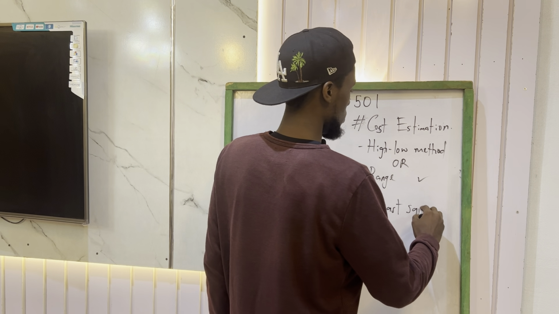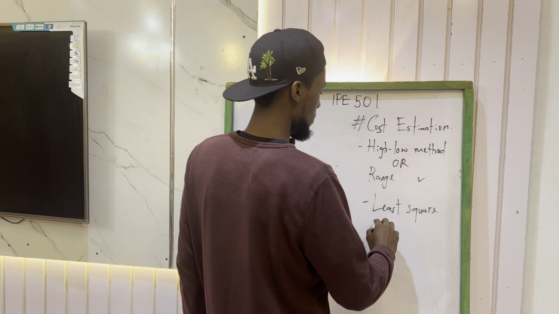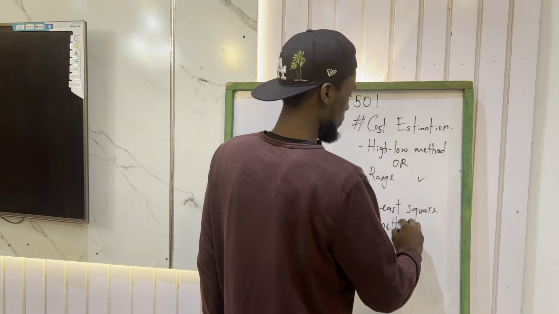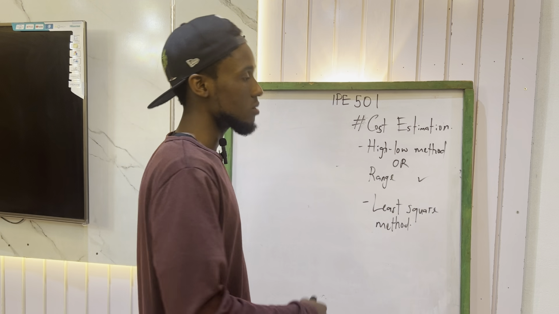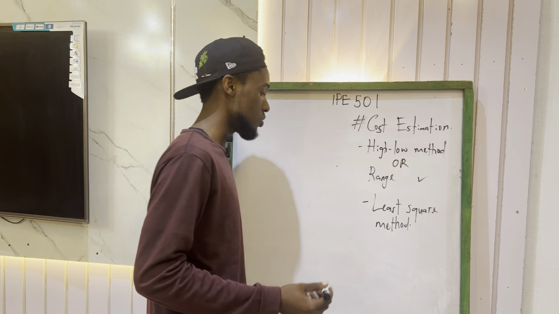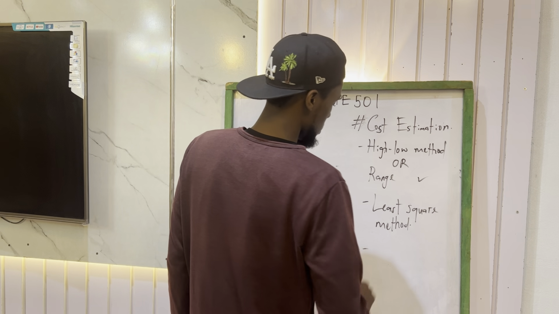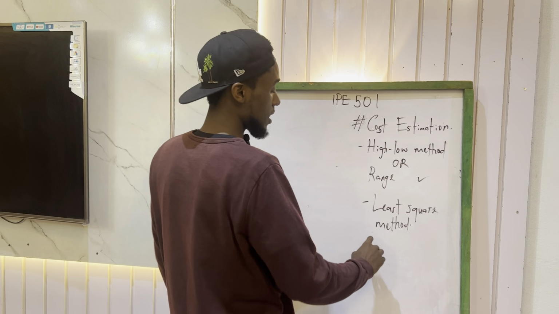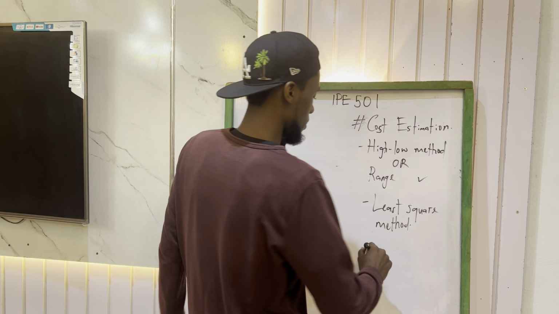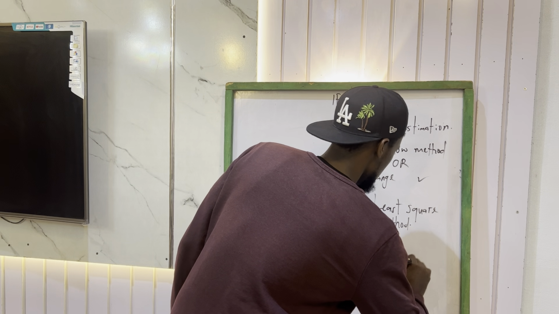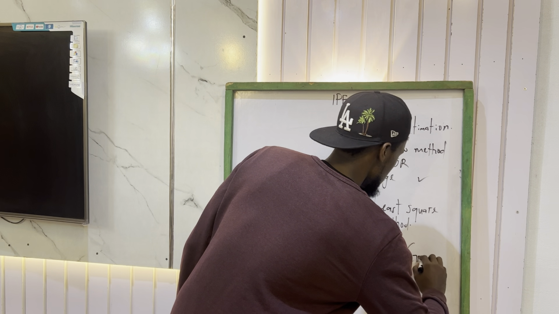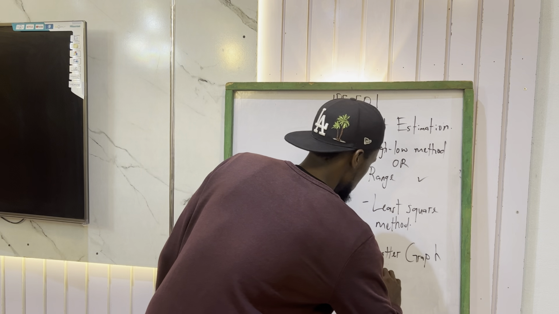which is actually one of my favorite methods because it's very straightforward, and that's one of its advantages. Although the range method is simpler, this is very much straightforward. And then the last, we have the scatter graph method.